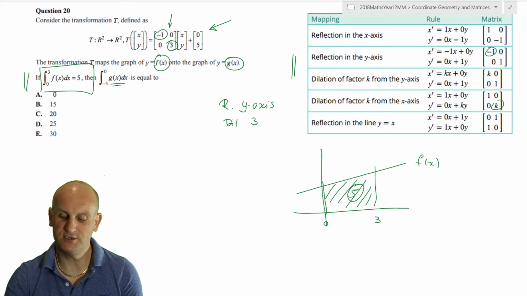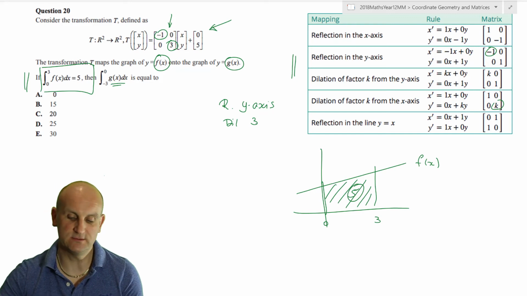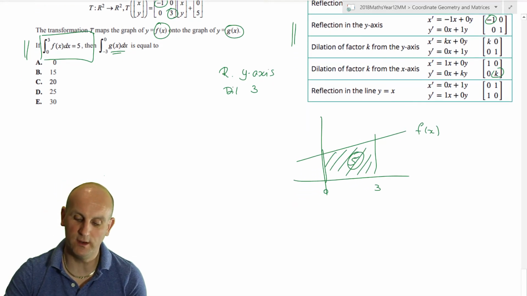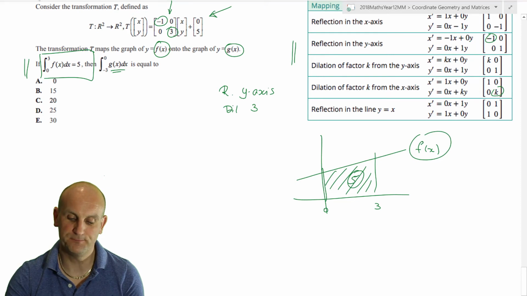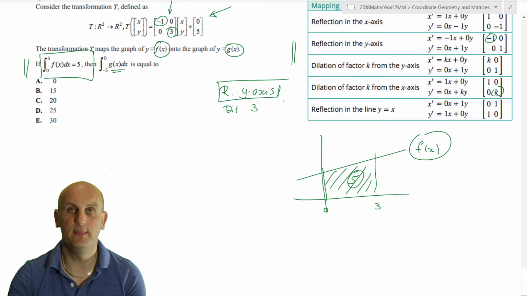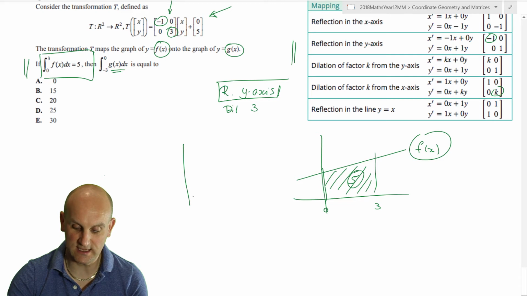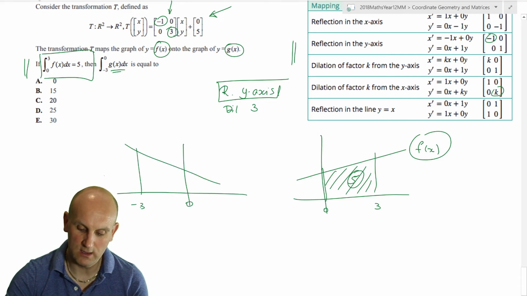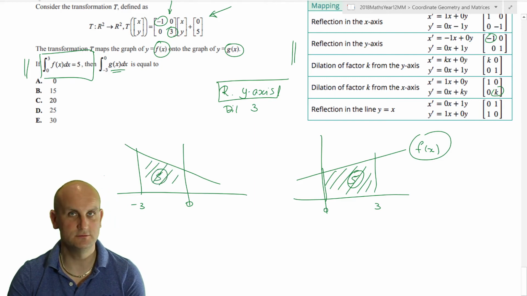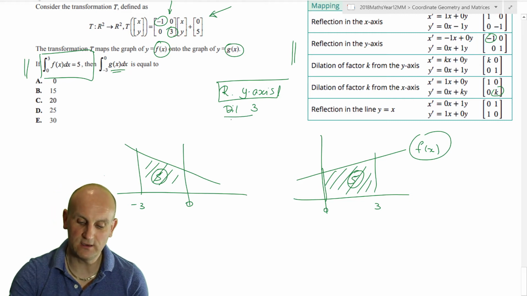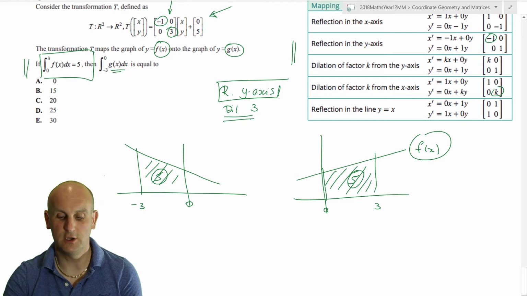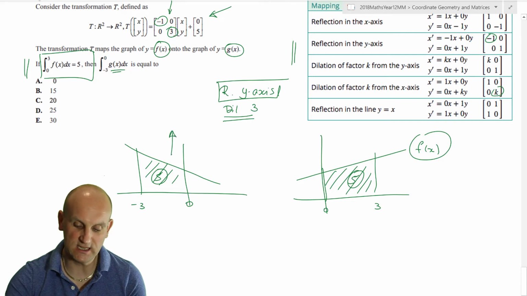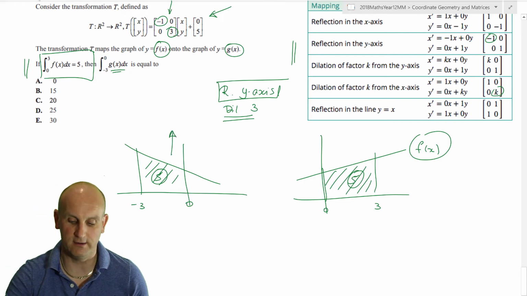So the question is, does the order of this matter? Well, as it turns out, it actually doesn't. So what I'm saying is, here is my original function. I now need to reflect it in the y-axis. So drawing a quick sketch, reflecting it in the y-axis now gives me 0, -3, and that value there is still 5. Ooh, then I have a dilation of factor 3. So the dilation of factor 3 is now going to stretch that thing up by 3. It's going to triple that area. So actually, I'm just going to write 15 there.